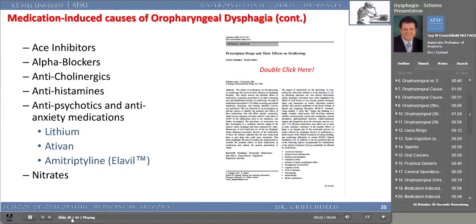Other medications that a patient is on can lead to complaints of dysphagia. When a patient presents to your office and says they have difficulty swallowing, you have to do a full history and physical exam, and part of that means looking at their medication list. One of the more notable ones that I saw in my clinical practice was Elavil or amitriptyline, Ativan and lithium, some anticholinergics, ACE inhibitors, and alpha blockers, and of course the nitrates. All of these are culprits in causing oropharyngeal dysphagia. You'll learn these with experience.